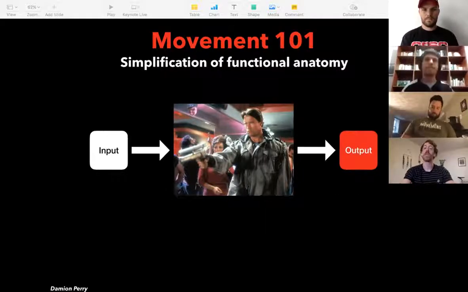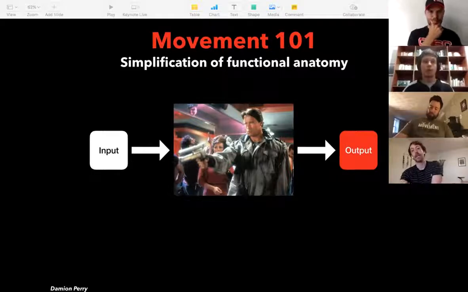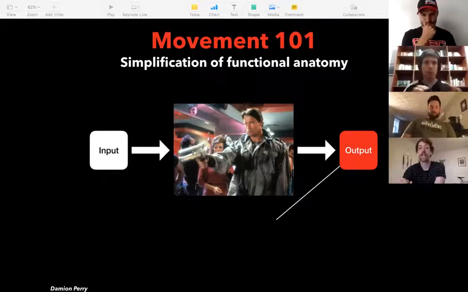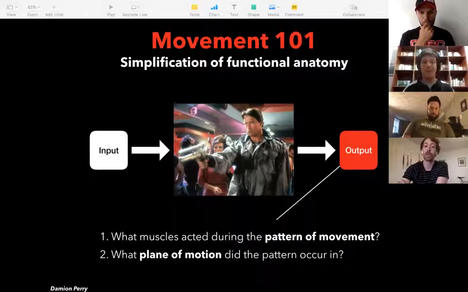And then to get to our functional anatomy, so stripping pieces and parts from those other two aspects that I already talked about, we're in the output section, right? So what muscles acted to create this pattern of movement and what plane of motion did they occur in? That's our primary thing we're looking at here today, what's going on with the body, all right? How is this person moving?